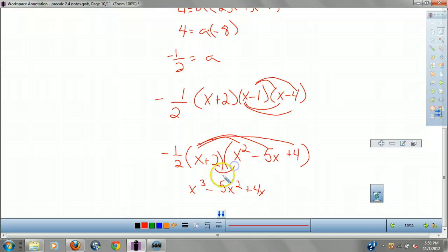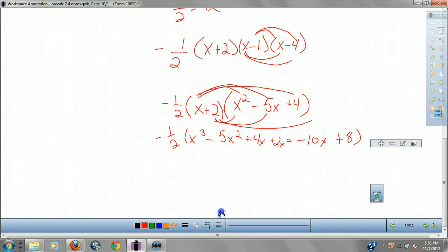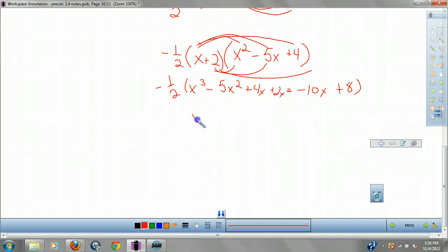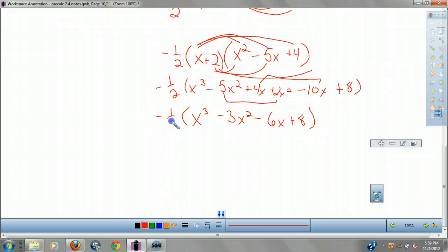Then I take my 2 through, plus 2x squared, minus 10x, plus 8. Okay. But wait, it's this whole thing times negative 1/2. Now I gotta combine my like terms. So I get x cubed minus 3x squared minus 6x plus 8. All that times negative 1/2.